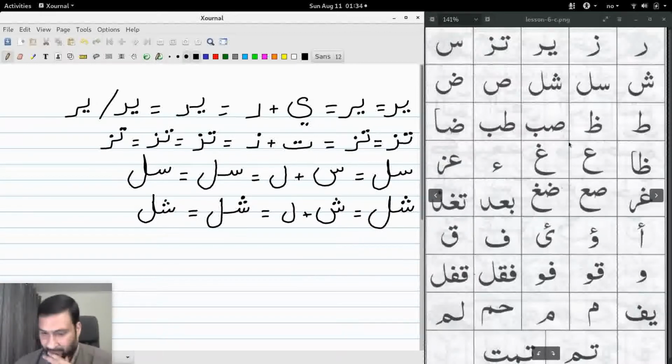All right. Then comes the letter Sod. It is not Seen, it is Sod. Thus the tongue doesn't touch anywhere and the teeth are open. Sod. Okay. Sod and then Dod, and Ta and Dha. So now we make combinations with these.